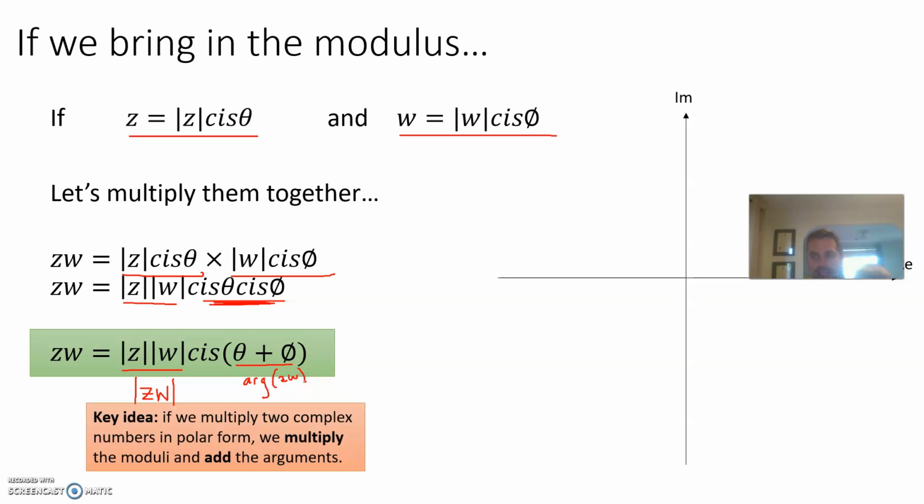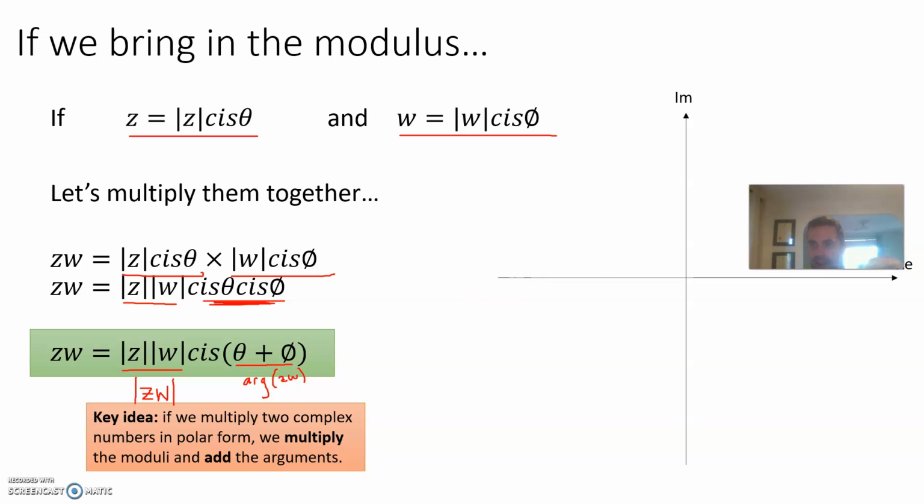So the key idea there is if we multiply two complex numbers when they're in polar form, then we multiply the moduli and we add the arguments together for our new complex number. Okay, hopefully that makes sense. So can you just pause the video and write down at least what's in the green and the orange squares there? You may want to add in these notes here as well.